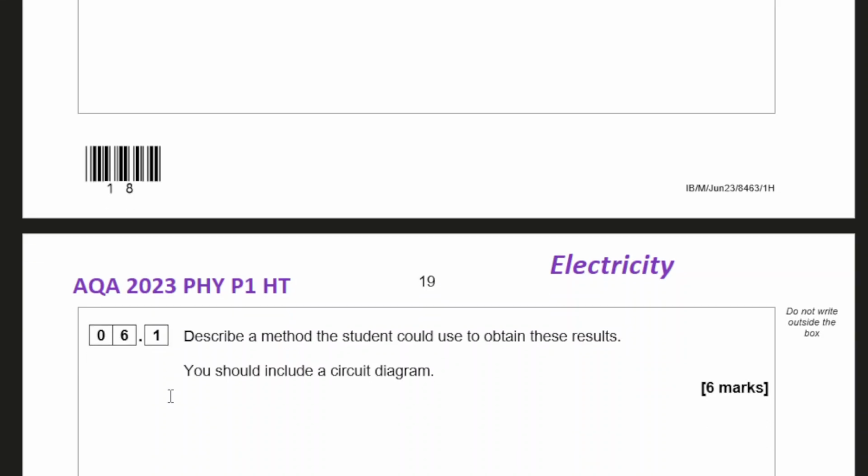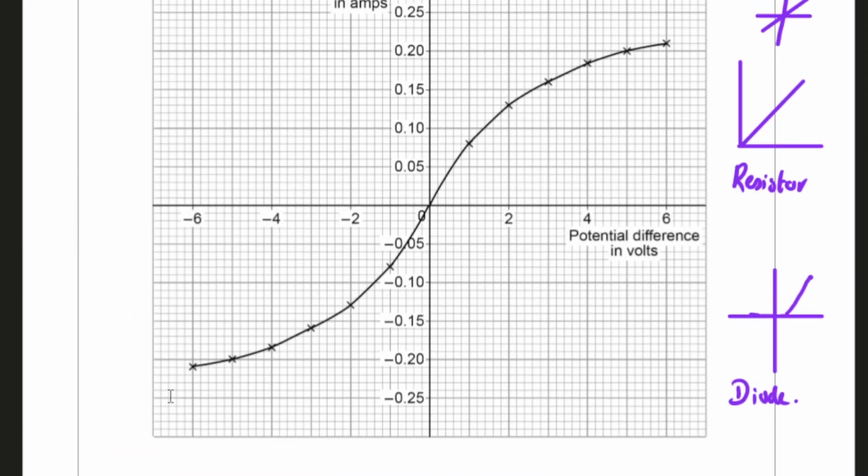Describe a method the student could use to obtain these results. You should include a circuit diagram. This is a 6-mark question. So let's start with the circuit diagram. How do you measure the potential difference? Now, because the potential difference according to the graph is on the x-axis, this is the independent variable. Because the current is on the y-axis, this is the dependent variable.